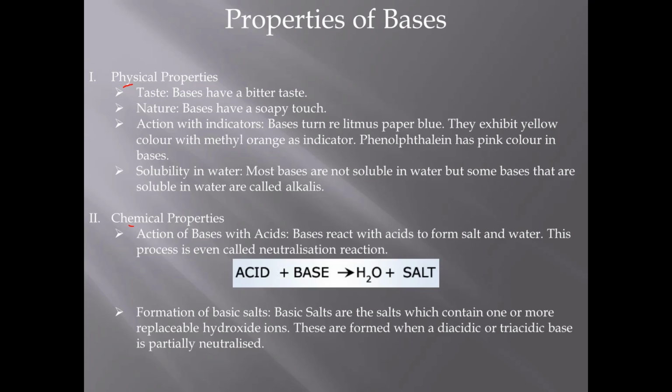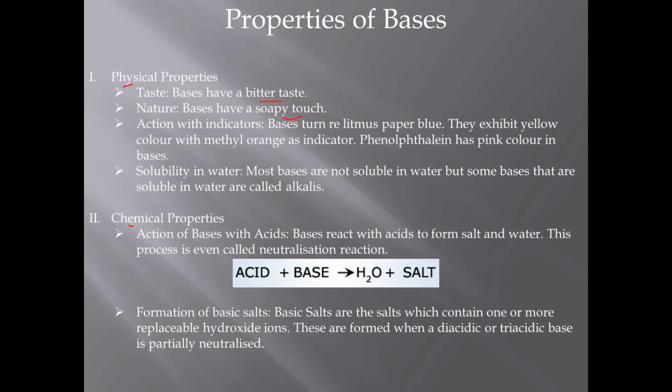Now in physical properties, the taste: we have seen already that bases have a bitter taste. In nature, they have a soapy touch. And how do they act with indicators? An indicator is any substance that changes its color when it reacts with an acid or a base, and it helps us to know whether it is a base or an acid.